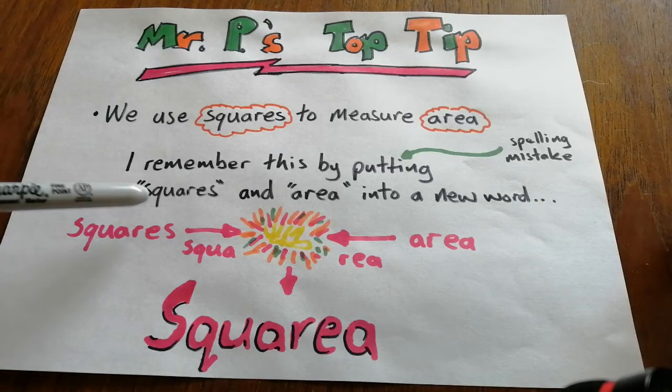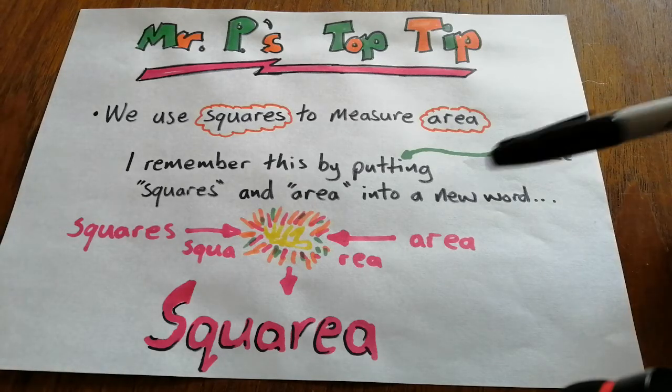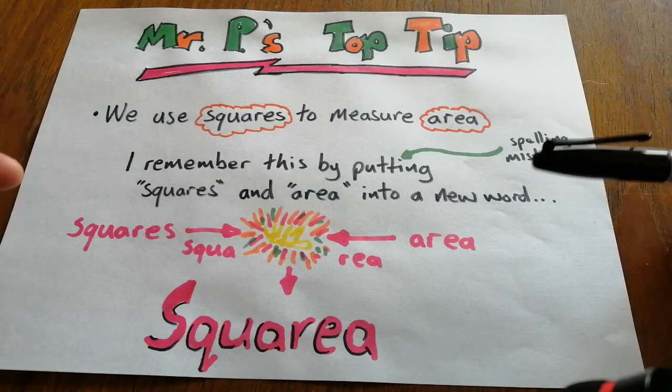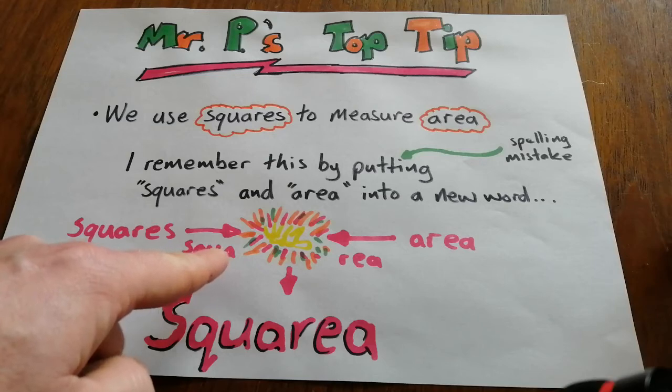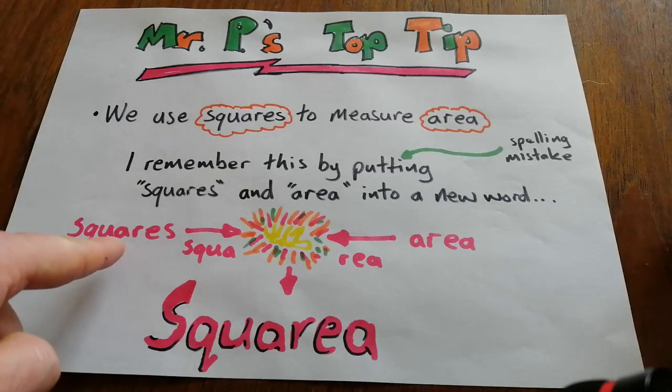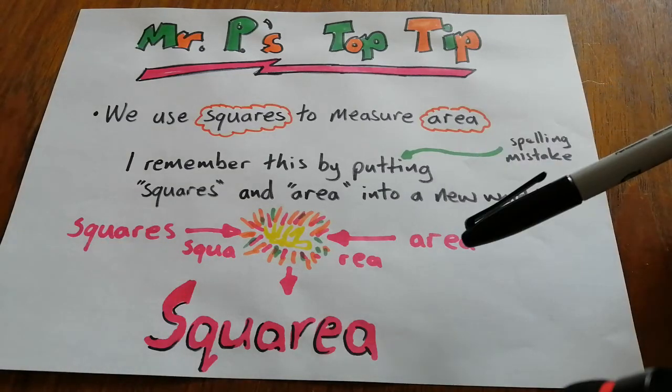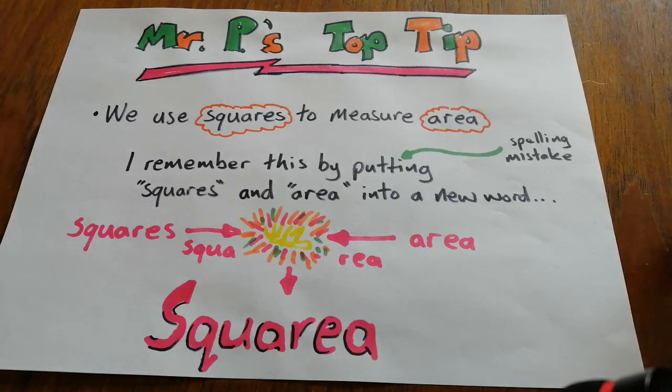We put the word squares and area into a new word. So I take squares and I take area and I put them in a couple of cars and I smash them together. And squ is all that remains of square, and rea is all that remains of area. And they smash together into a new word, and it's squarea. The squarea of a shape.